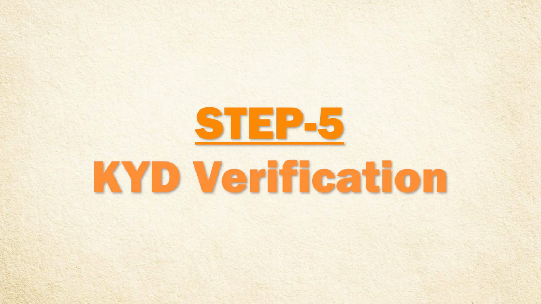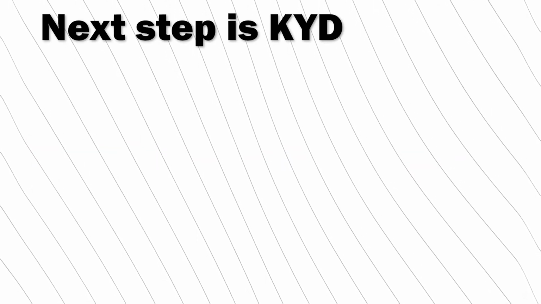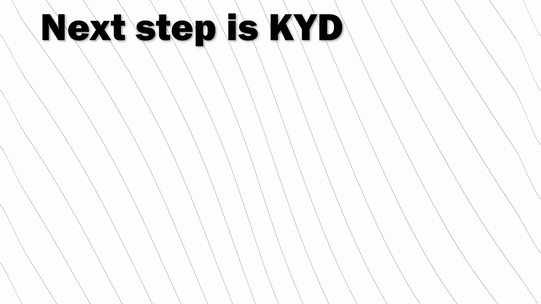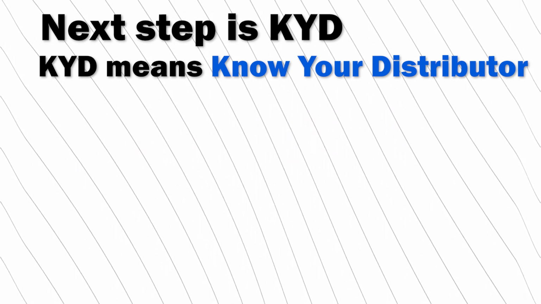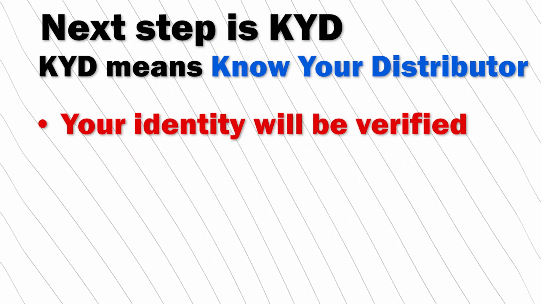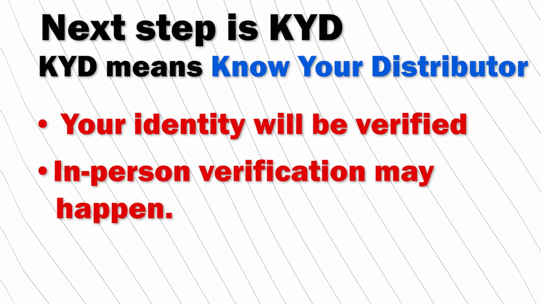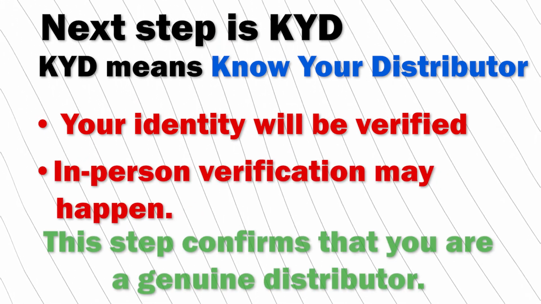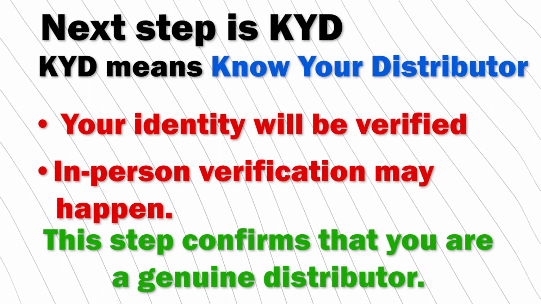Step 5. KYD verification. This is very important. Next step is KYD. KYD means Know Your Distributor. Your identity will be verified. In-person verification may happen. This step confirms that you are a genuine distributor.